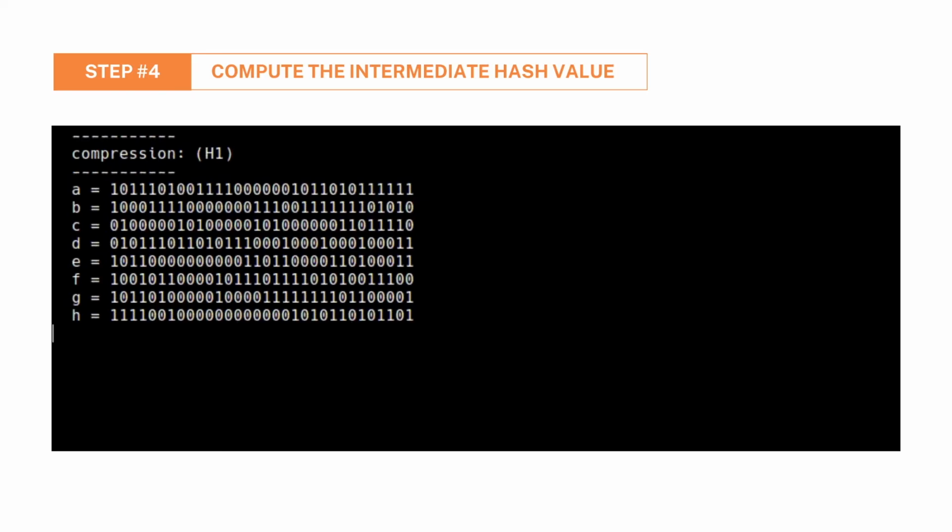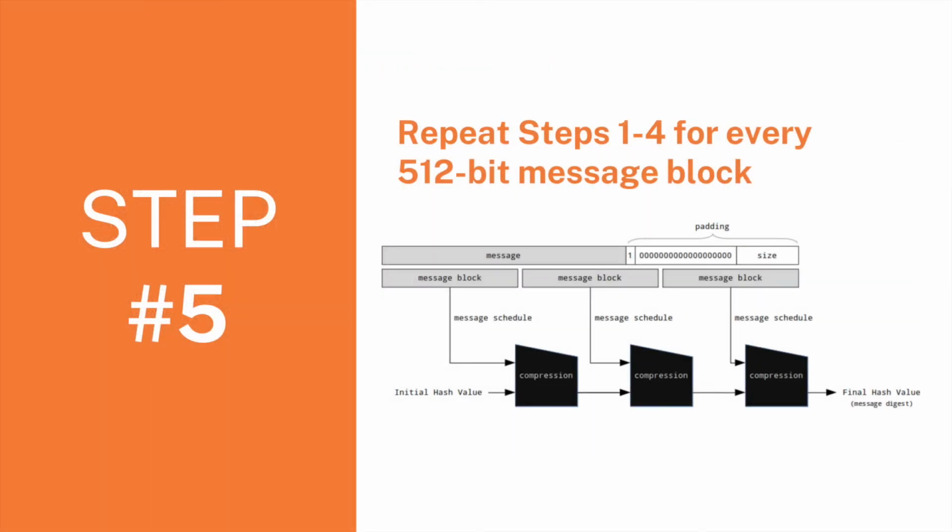But in the case where we have larger inputs that will generate more than one message block, we will have to do step 5, which is performing the said process for each block, each using the intermediate hash values that were generated in the previous blocks. This will be done until every message block is compressed into our hash values.